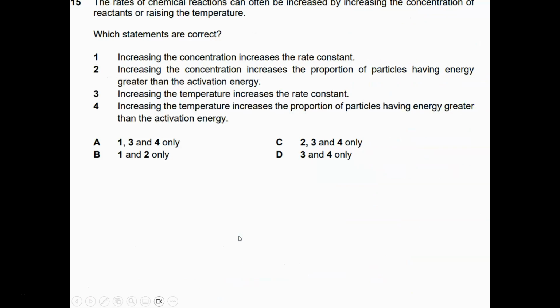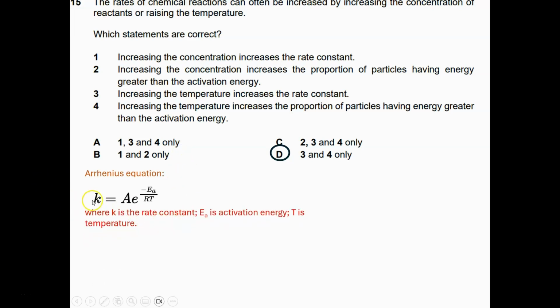Okay, question 15. Rates of chemical reaction, how is it affected by concentration or temperature? So the answer here is D. To explain why it's D, I'm going to use something that is not in the syllabus and is only for your knowledge, but this equation will explain to us how to change the rate constant. This is called the Arrhenius equation, and the important letters inside here: k is the rate constant, Ea is activation energy, and T is temperature.